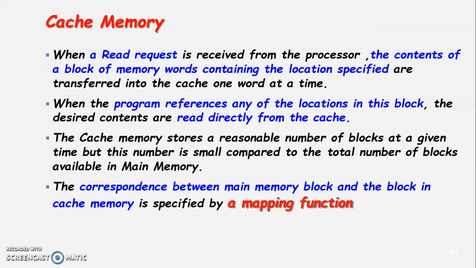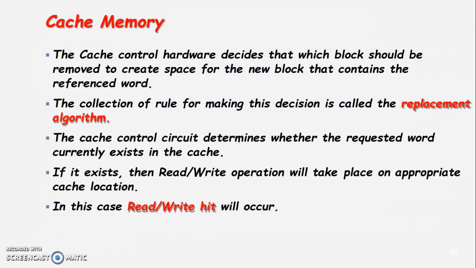The correspondence between the main memory block and the block in cache memory is specified by a mapping function. That is, the mapping function determines where to place the incoming block in cache memory. If the cache is already full, the cache control hardware decides which block should be removed to create space for the new block that contains the referenced word. The collection of rules for making this decision is called the replacement algorithm.